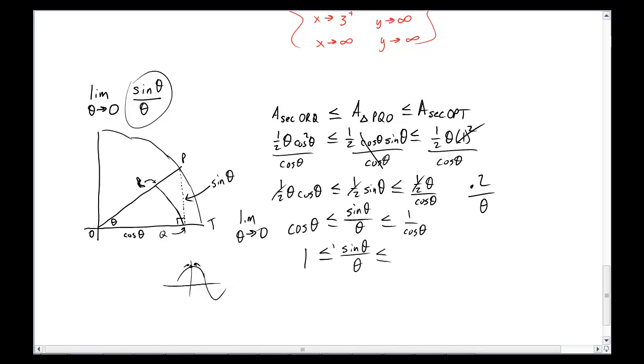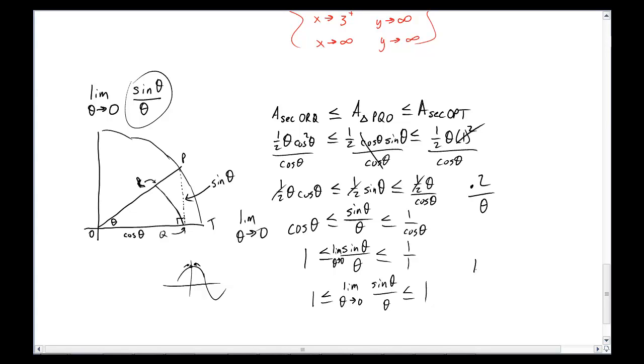Oh, sorry, this should be the limit as theta approaches 0. I've got to do the limit of that. And if I do the limit of this, again, 1 over cosine theta will be 1 over the limit of cosine theta, which is 1, which means that the limit as theta approaches 0 of sine of theta over theta is between 1 and 1. Now, I don't know about you, but I can only think of one number between 1 and 1.